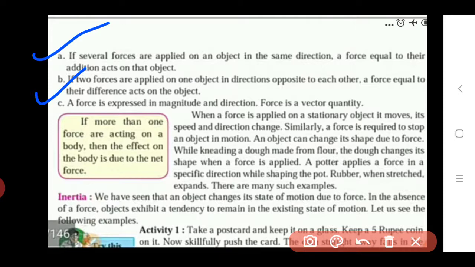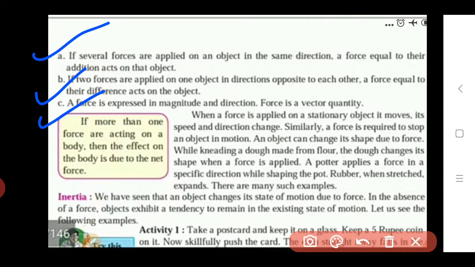Then we see the third point, that is the C point. A force is expressed in magnitude and direction. So we can say that force is a vector quantity. Meaning for calculating the force we require the magnitude of the force and also the direction of this force.